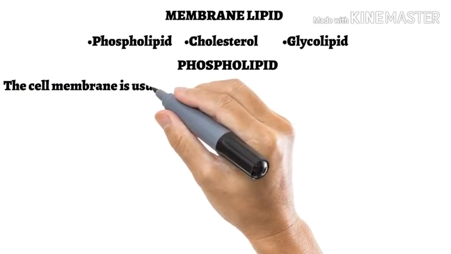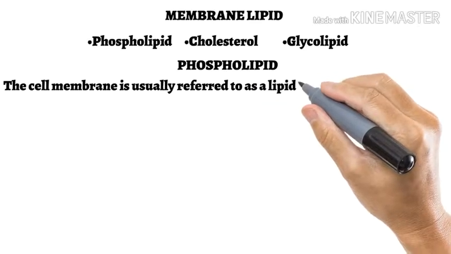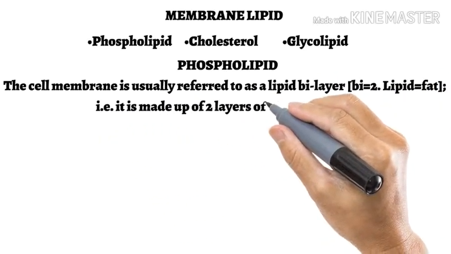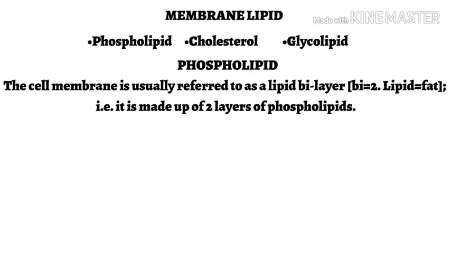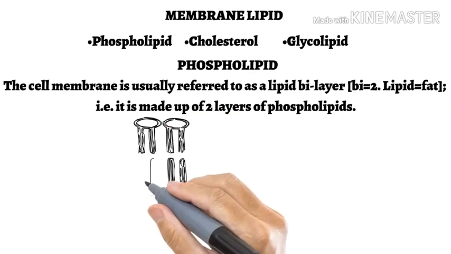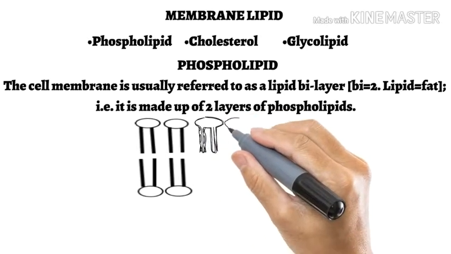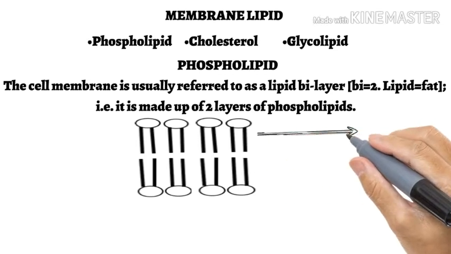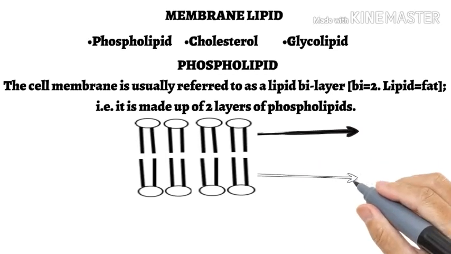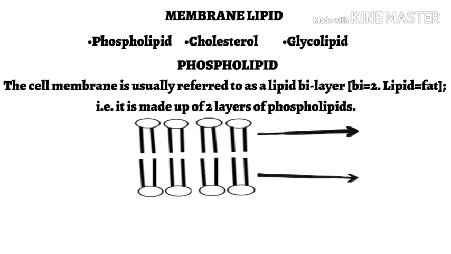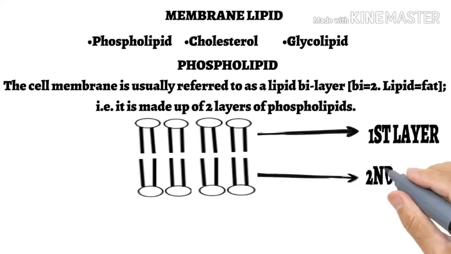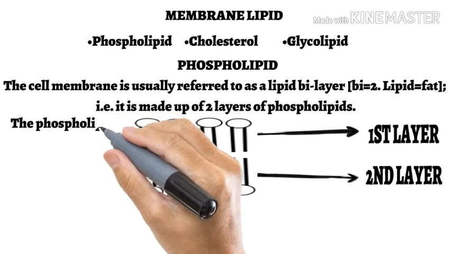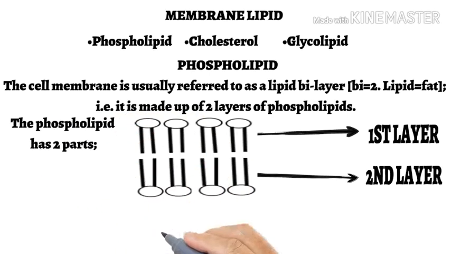The cell membrane is usually referred to as a lipid bilayer. The word bi means two and lipid means fat. That is, it is made up of two layers of phospholipids, and that is how the phospholipid arrangement looks. If you can see very well, we will realize that some phospholipids are facing upwards while some are facing downward.